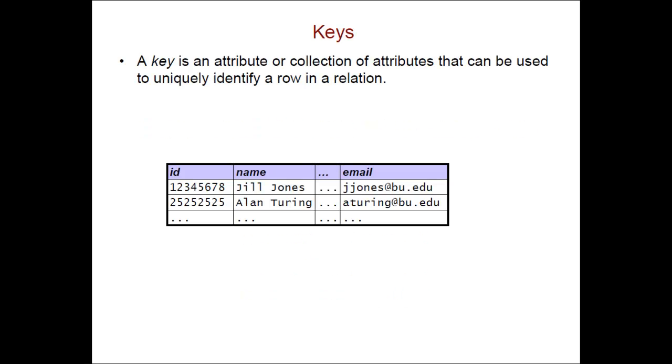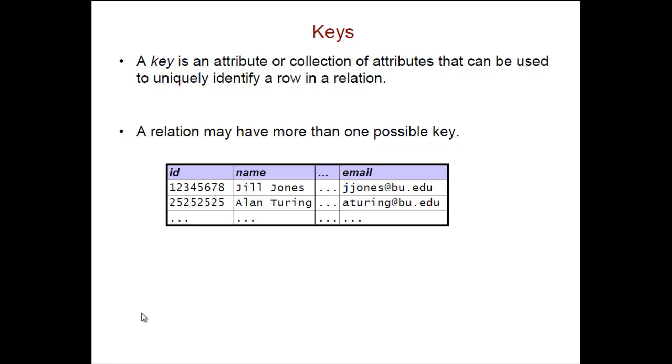So when we have a table in a relational database, and again, another name for that is a relation, we want to be able to uniquely identify a given row in a relation. And a key is an attribute, or in some cases, a collection of attributes that we can use for that purpose. So if we consider our student table that we looked at in the previous video, we had a column for the student ID, a column for the student name, a column for the student's email, and then some other columns that I've left out.